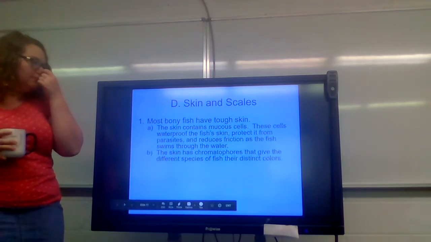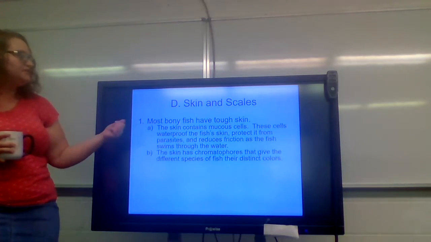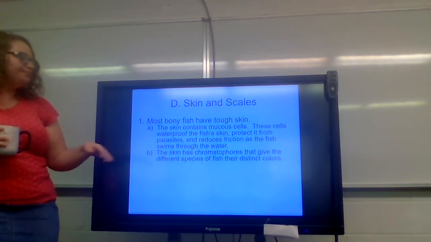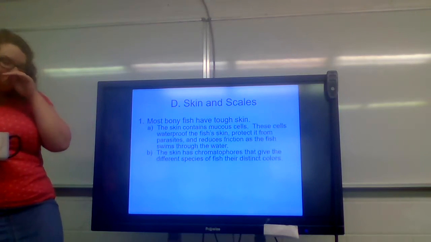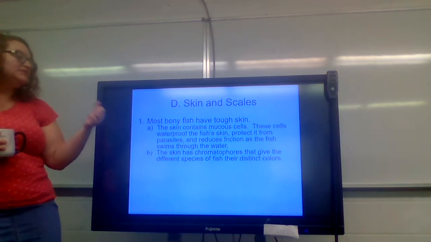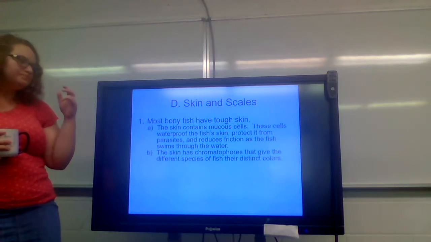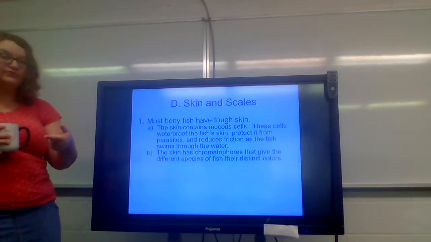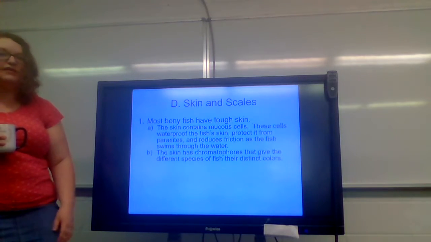All right, a fish's skin and scales. Skin first. So most bony fish have a very tough skin. The skin contains mucus cells. If you've ever touched a fish before, you'll notice that they're very slimy, okay? And that's because of these mucus cells that the fish has embedded in the skin. The mucus protects the fish from parasites. It also helps waterproof the fish's skin, and it reduces the friction as the fish swims through the water, okay?